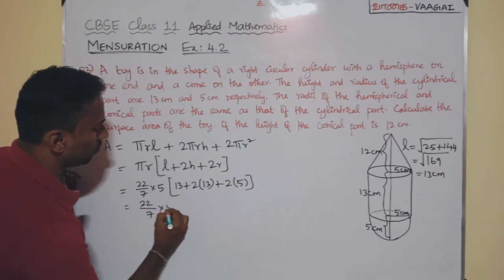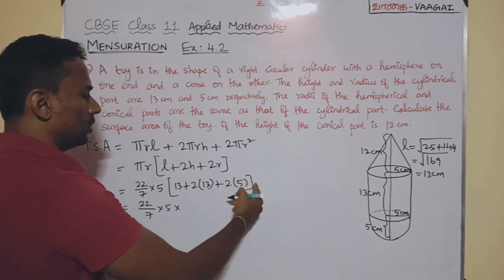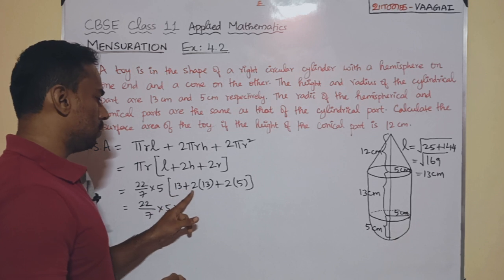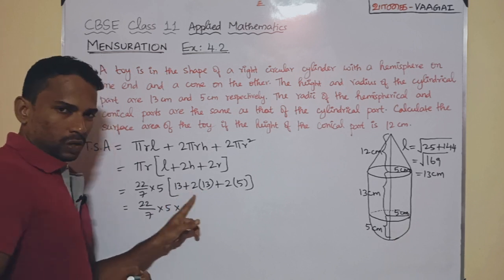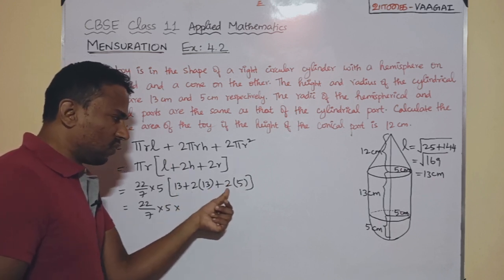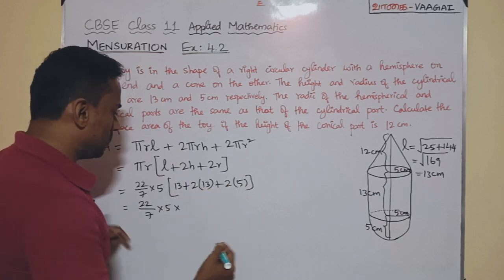22 by 7 into 5 into... now let's do the calculation inside the bracket. This will be 13 plus 2 into 13, which is 3 into 13. 3 into 13 will be 39. 39 plus, 5 2s are 10. So 39 plus 10 will be simply 49.